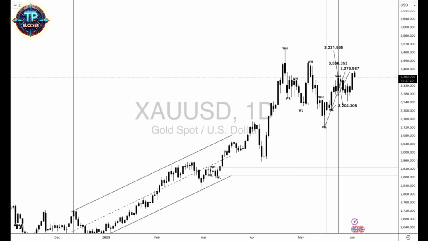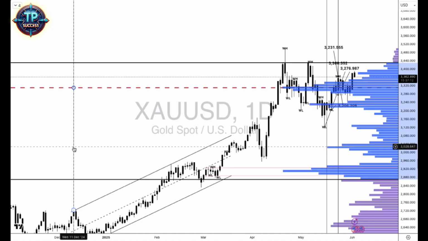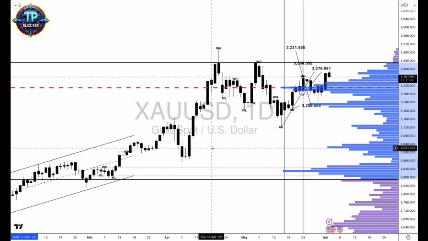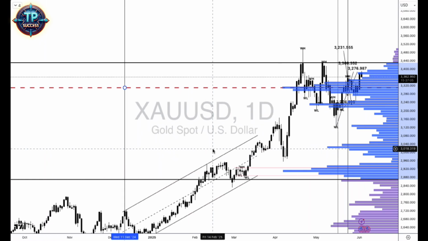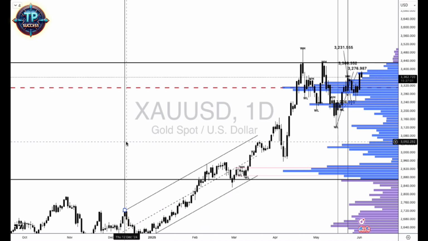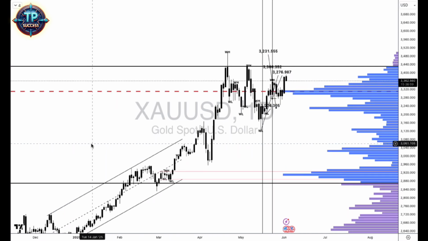I'm just thinking, how do I want to do this? Do I only want to focus on this area or everything else? Because going back this far, okay, get rid of that.